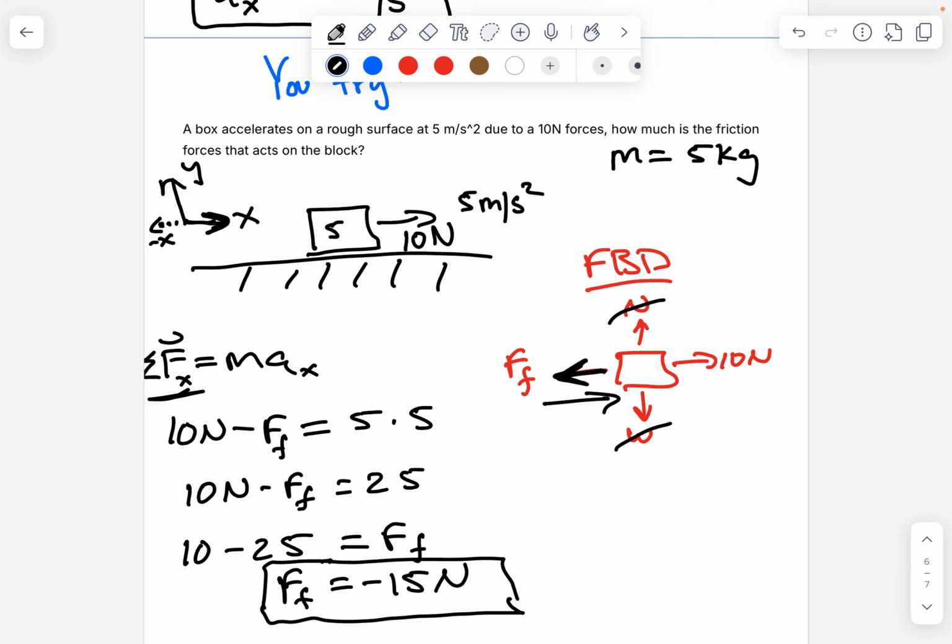In the next video, I will go over how to solve Newton's second law problems for inclined problems, where we deal with angles and all of that. So if you need help with that, stay tuned for the next video.